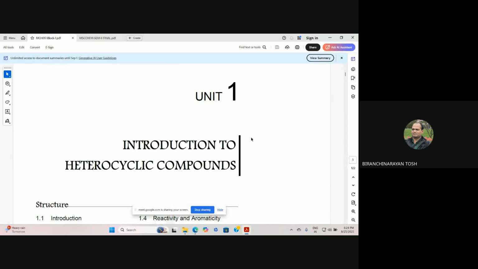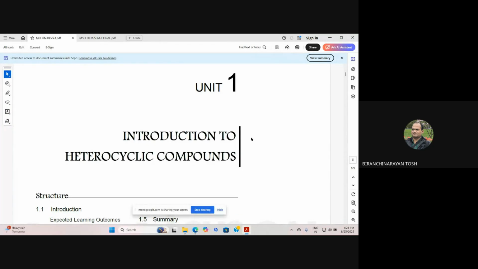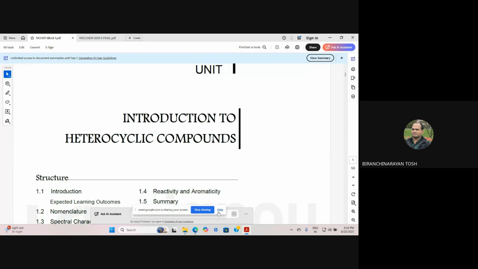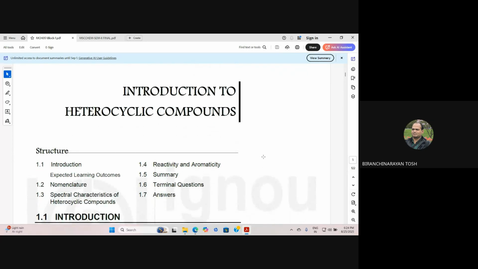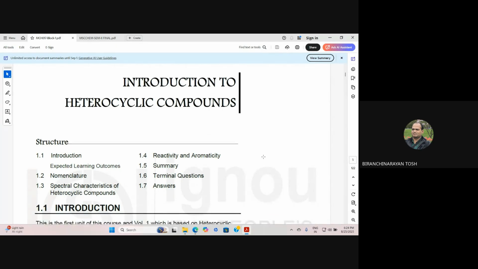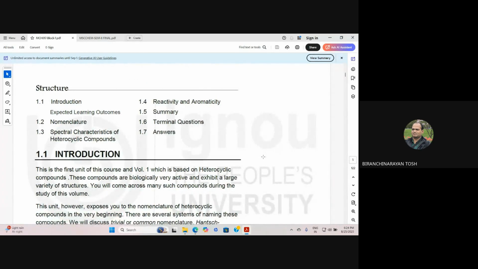In organic chemistry, the organic compounds or hydrocarbons are mainly divided into 2 categories, cyclic and acyclic. In acyclic, you have aliphatic compounds: alkane, alkene, and alkyne. In cyclic, you have alicyclic, heterocyclic, and aromatic. Alicyclic compounds contain only carbon in the ring, a ring-like structure containing only carbon. Whereas heterocyclic compounds contain heteroatoms.